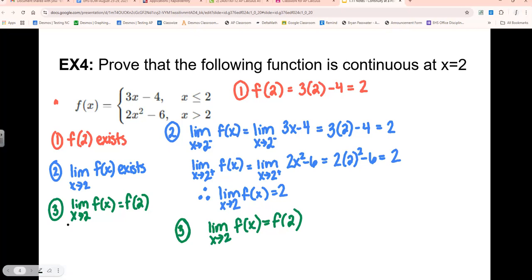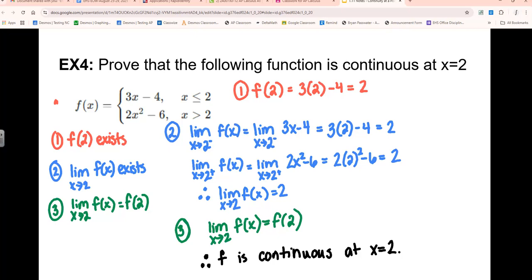And we can now make the conclusion, therefore, f is continuous at x equals 2. Make sure you put "at x equals 2." We have not proven this is continuous everywhere. We've just proved it at this single point.